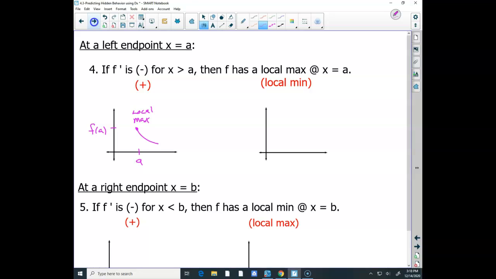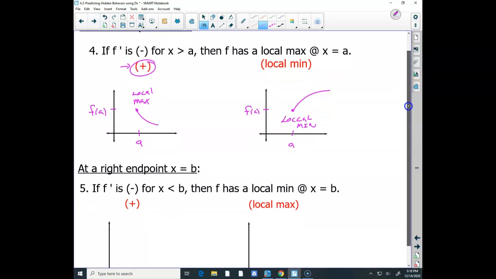And then in the red down here, that just means over here, if I have my a value and I have my f of a value here, and this is my left endpoint, however, the first derivative is positive, well, that means my function must be increasing in some way. That makes this a local minimum value, okay? And that's all that means. That's how I'm testing my left endpoint.